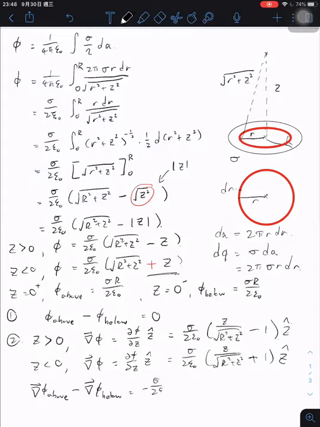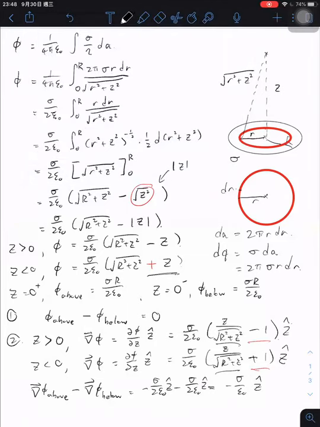So for nabla phi above minus nabla phi below, we get minus. The first part is cancelled out, so we are just left with the second part here. So now we have shown the second boundary condition is also satisfied.